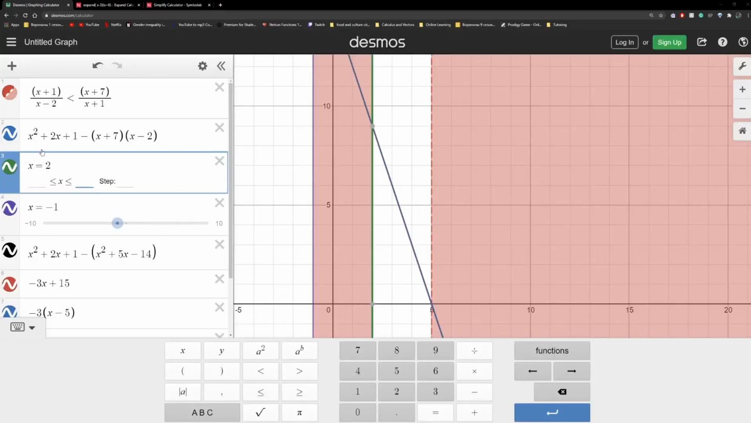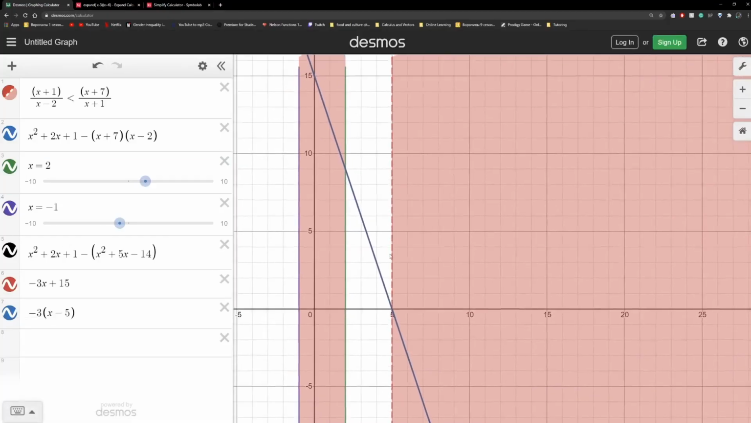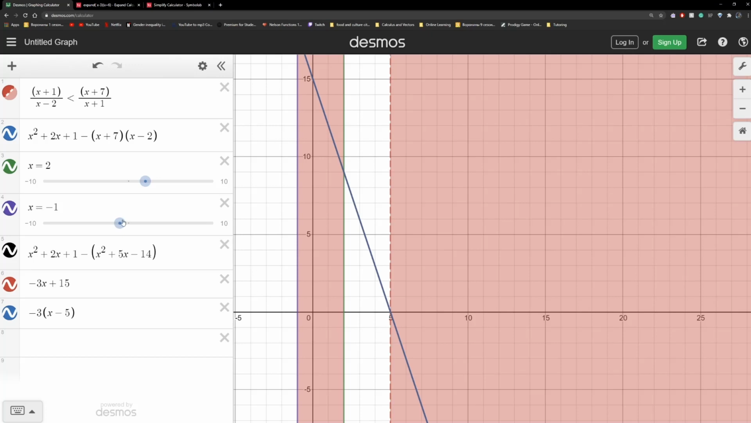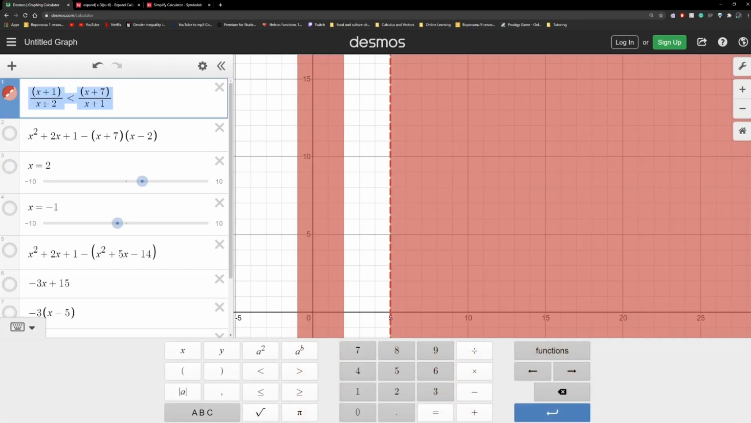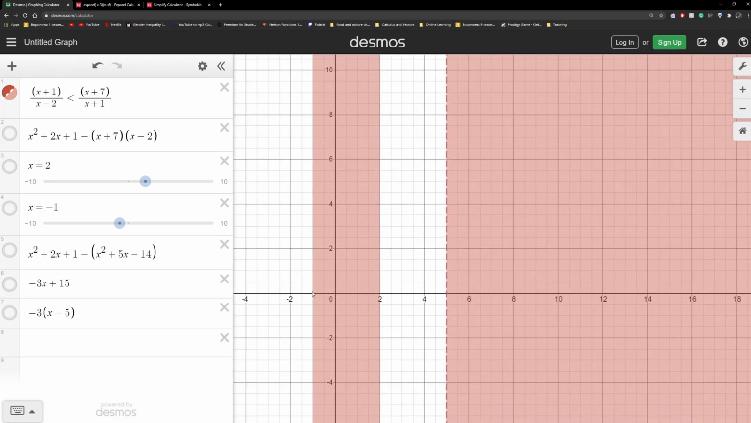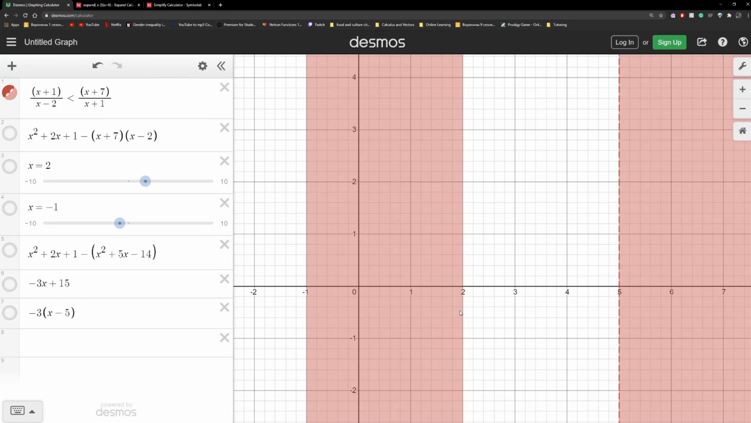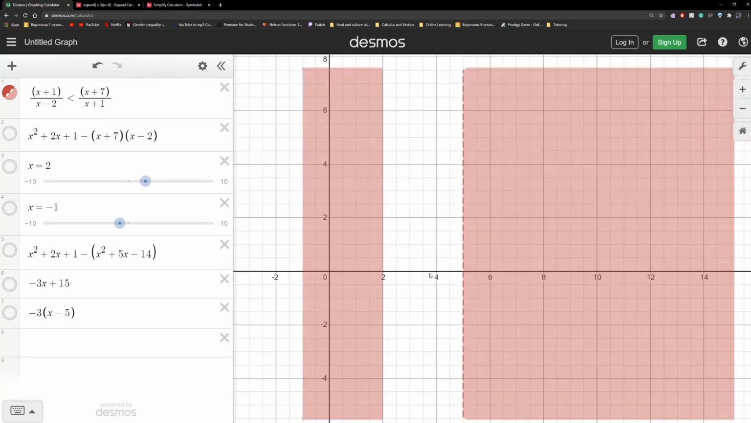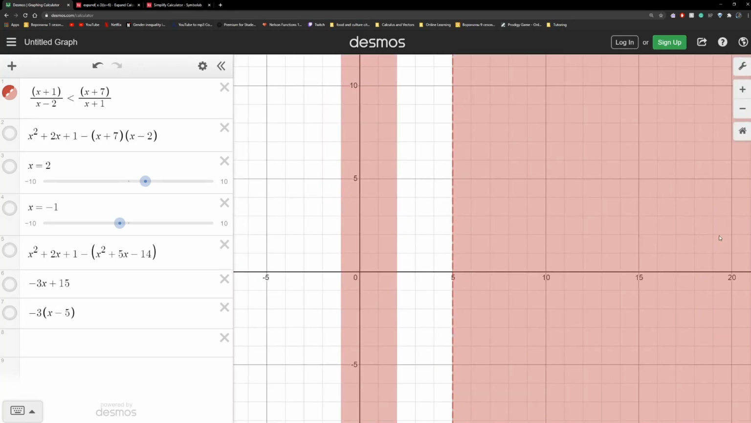If you wanted to check out this question on Desmos or actually graph it, because that's possible too, I graphed the actual question first, and this is what we got. You could zoom in here and get that it's from -1 to 2 and from 5 to infinity. So we're good in that regard.